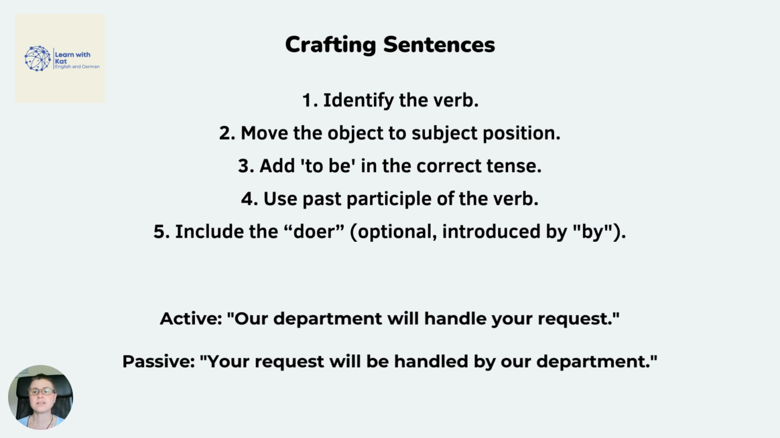How do you create passive sentences? Firstly, identify the verb. Secondly, you need to move the object to the subject position. Thirdly, add to be in the correct tense. Fourth, use the past participle of the verb. Fifth, include the doer.